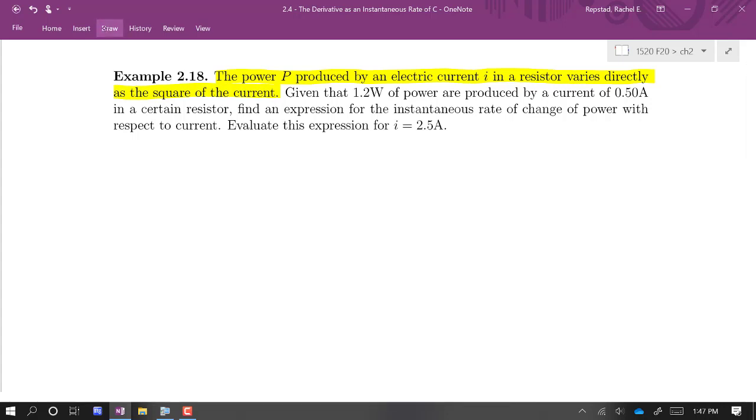I'm not going to read any further right now, and I'm just going to take this yellow highlighted sentence and write it mathematically. If P varies directly as the square of I, that means that P is equal to some constant K times I squared.